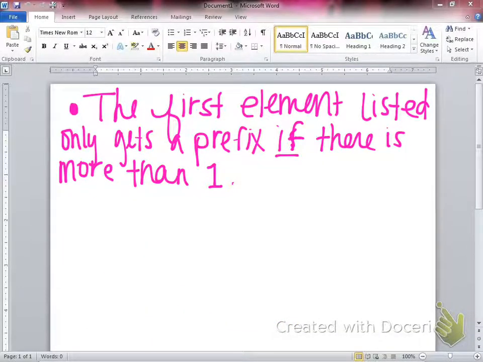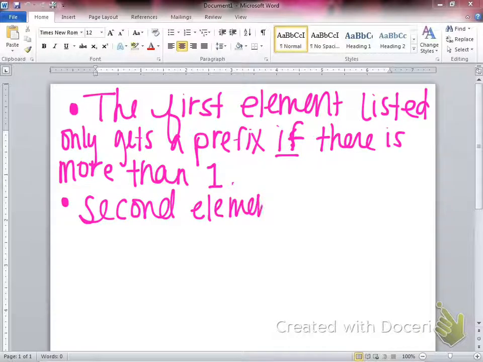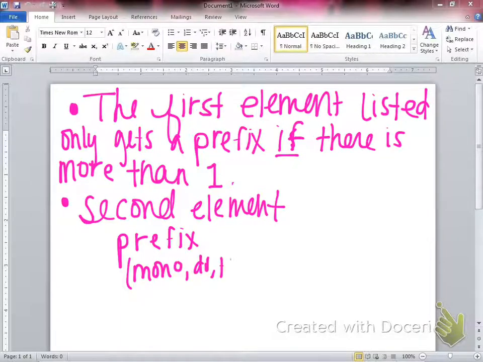Rule number 3. The second element, so now we're looking at the second element that's listed. This is what the second element will look like. It has a prefix like mono, di, tri, etc., those ones that you just wrote down. Then it's the root of the element, like ox for oxygen, and then it ends in IDE.